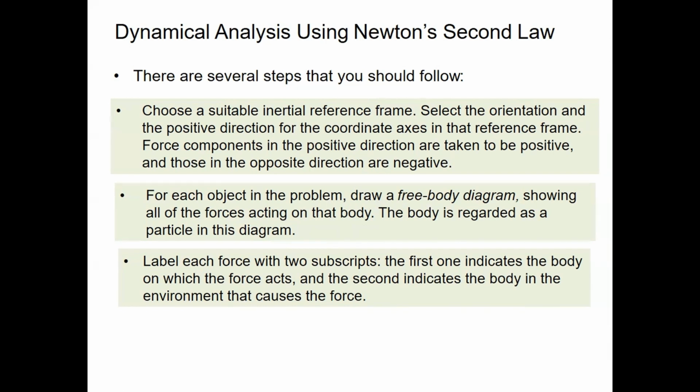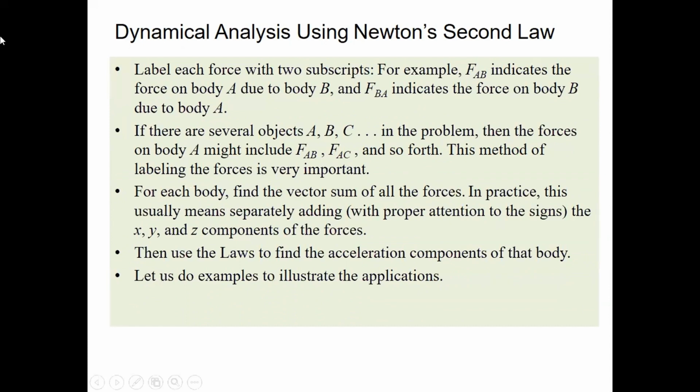We will label each force with two subscripts. The first will indicate the body on which the force is acting, and the second will indicate the body in the environment which is causing the force. For example, F subscript AB indicates that the force on body A is due to B, and force FBA indicates that the force on body B is due to body A.